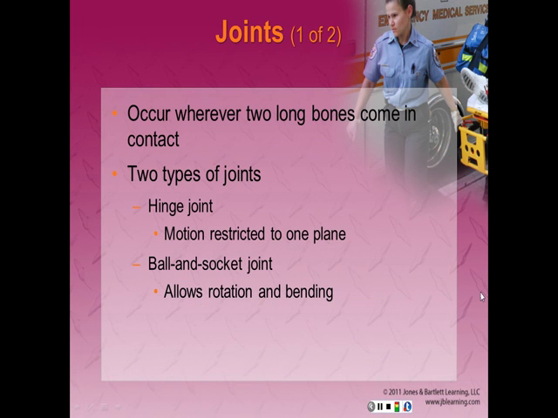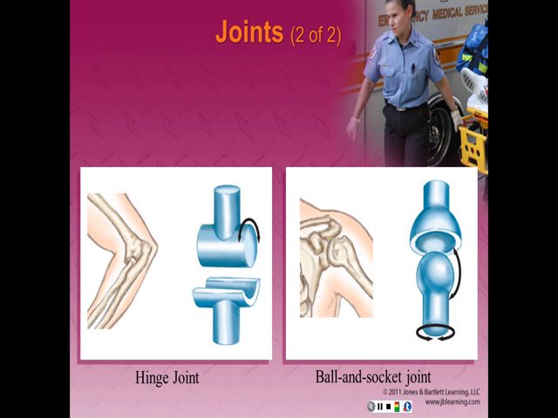Joints occur wherever 2 long bones come in contact with each other. Joints consist of the ends of the bones and the surrounding connecting and supporting tissue. There are 2 types of joints: hinge joints, in which motion is restricted to one plane, so your elbow is a hinge joint, and ball and socket joints, which allow rotation and bending. An example of this is your shoulder, as you can rotate it 360 degrees and you can bend it up and down. As we discuss the physiology of this, these are pictures of those 2 types of joints.